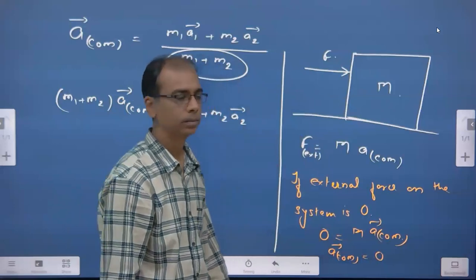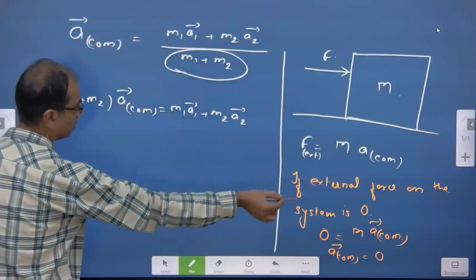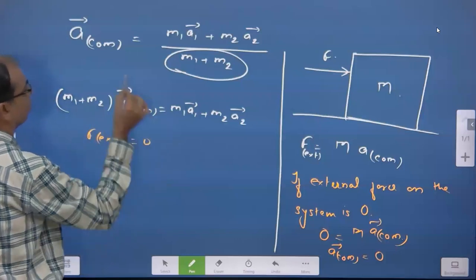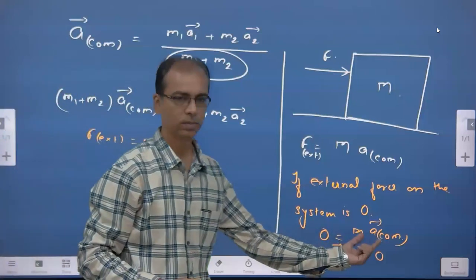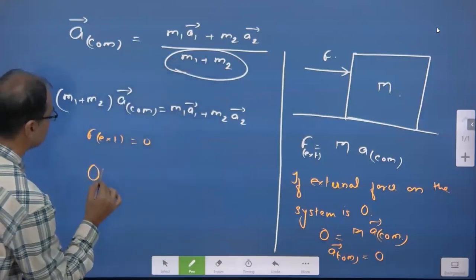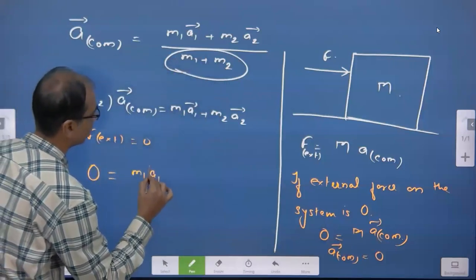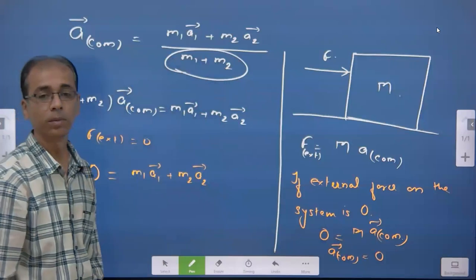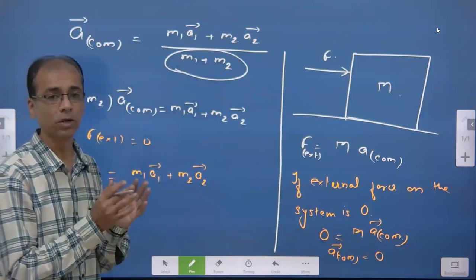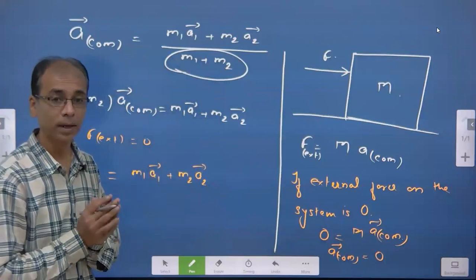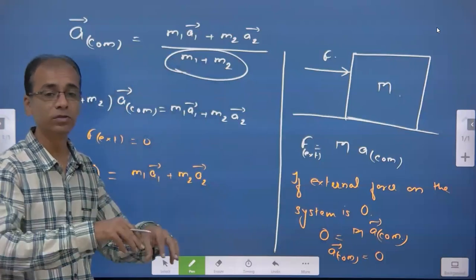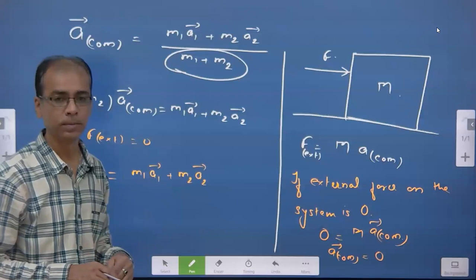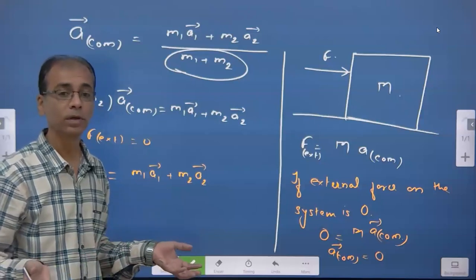Okay, correct. So if we are saying the same thing here, F external is zero, means this is zero. So this is zero means m1a1 plus m2a2 is zero. If external force is zero, then acceleration of center of mass is zero. But does it mean that acceleration of individual particles is zero? No. Individual particles can accelerate themselves because of the internal forces.